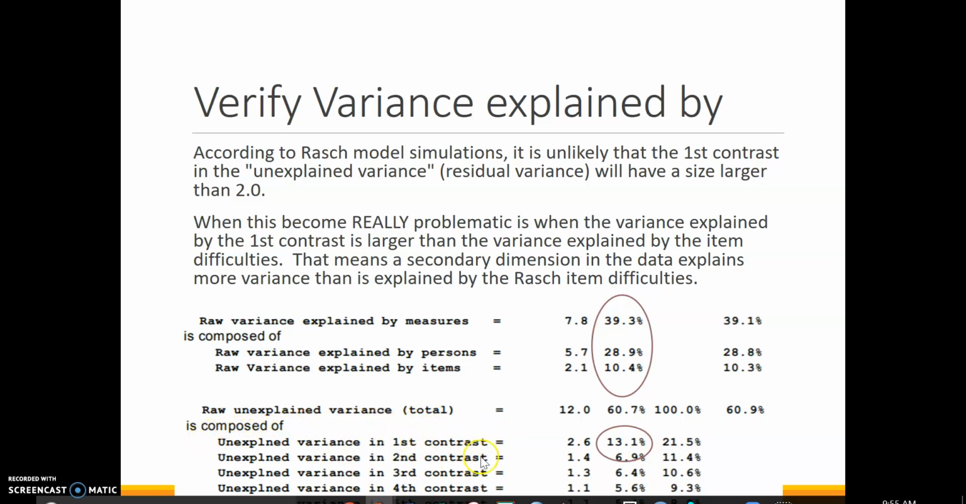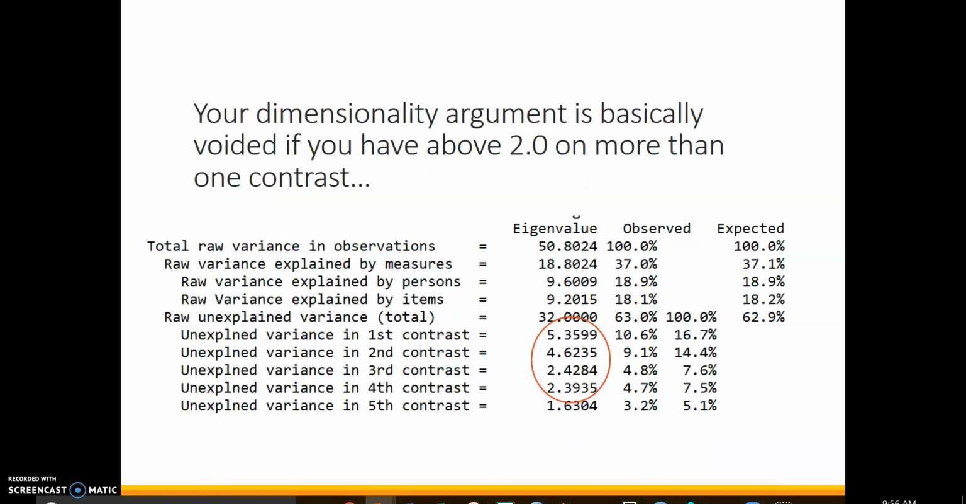So this is the eigenvalue for our second dimension. So our eigenvalue right here is 2.6. That is larger than 2. I don't like that. And I'm explaining a decent amount. I'm explaining 13% of the variance based on this second dimension. So in that case, I'm going to want to look deeper. If you want to try to make the argument that that is not a real dimension, probably you're going to have a hard time with this one.